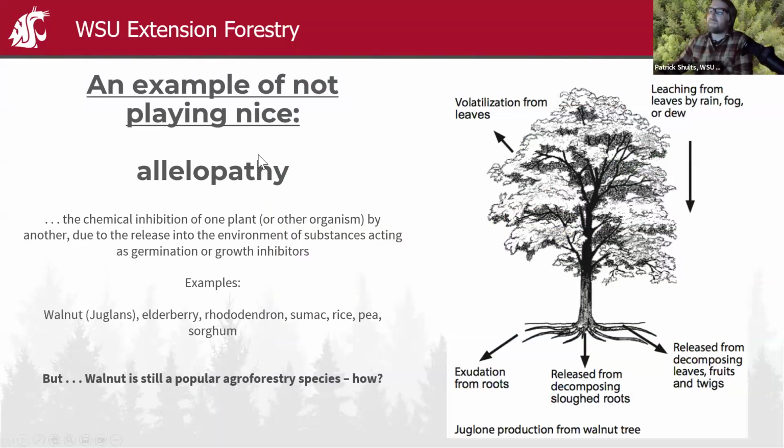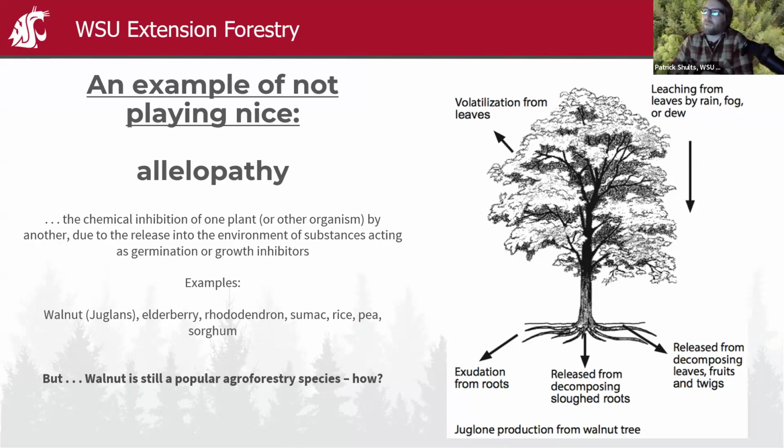Now, here's an example of something playing or not playing nice. I'm sure many of you are familiar with this term, allelopathy. So some species actually exhibit chemicals that inhibit the growth of plants around them. And it's just a defense strategy, a way to secure resources for their own survival. A great example of this is black walnut, which produces a compound called juglone. And so you would assume that this is a species that you just wouldn't even consider in an agroforestry system, but that's not actually true.